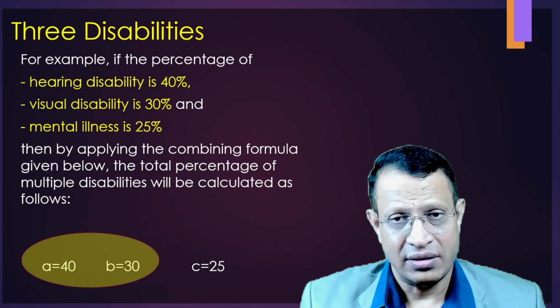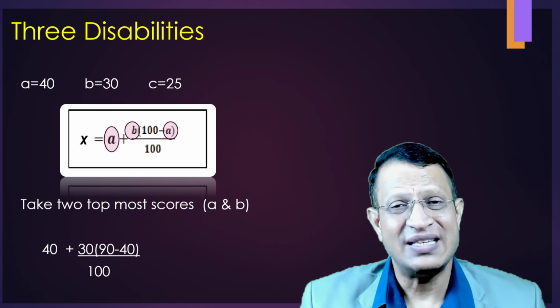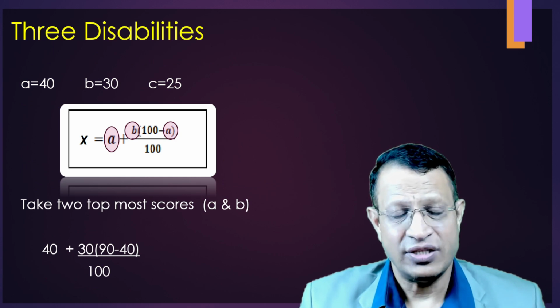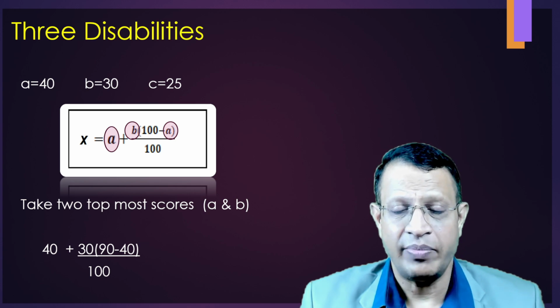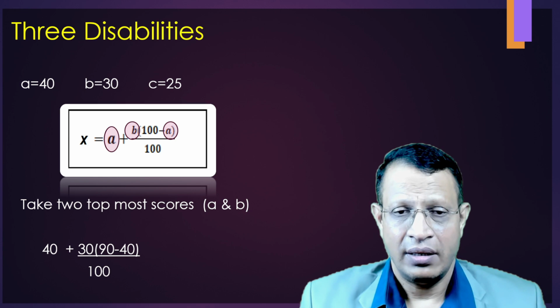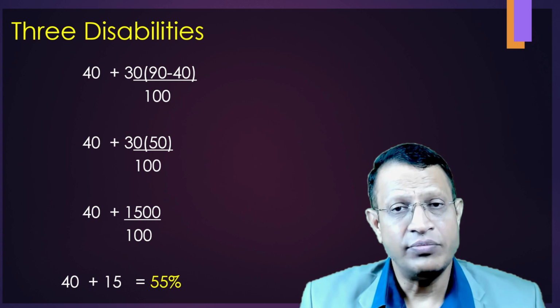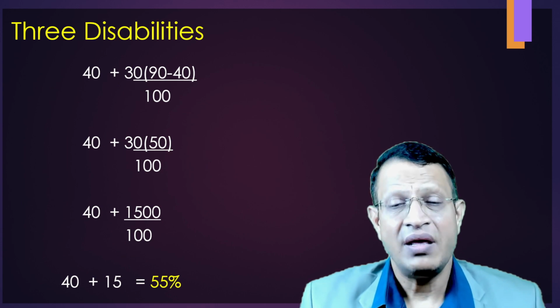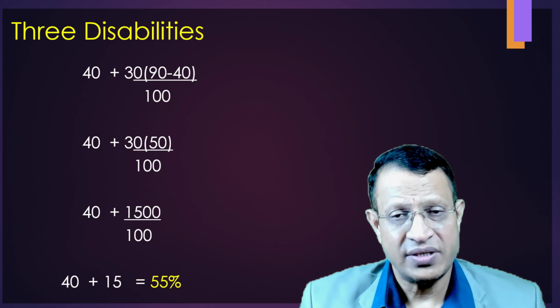Now we will consider the first two, and name them A and B. And we will use the same formula. X is equal to A plus B into 100 minus A divided by 100. As we have calculated earlier, that is 40 and 30, the same formula will be utilized. And finally, we will come to this number 15, that is 55%. For hearing and visual, the disability is 55%.